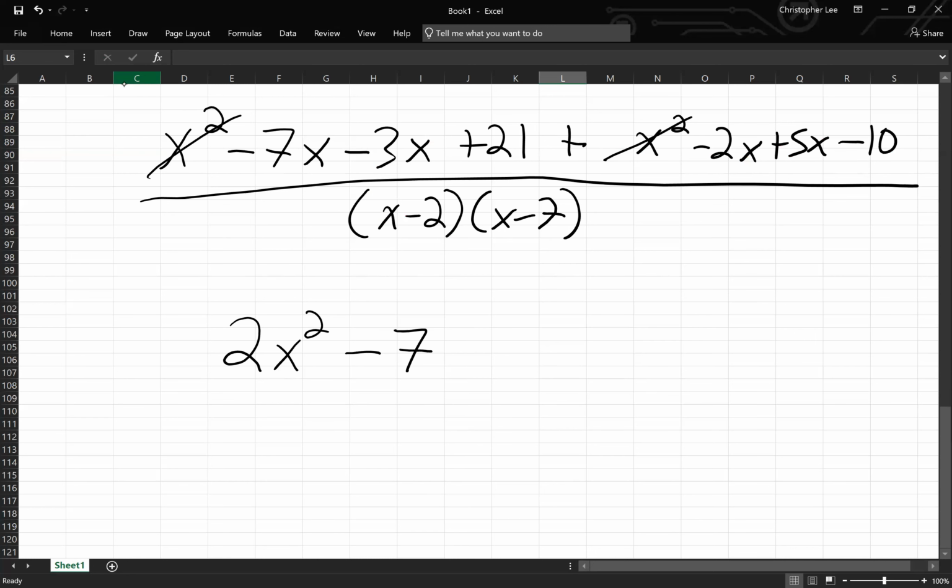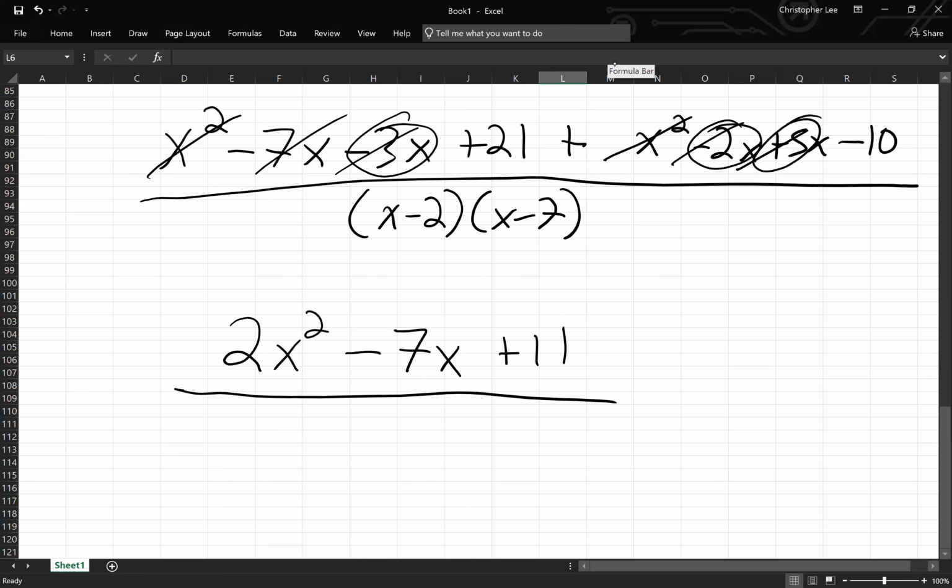Negative 7x. I mean, negative 3 plus negative 2 is negative 5, right? Plus positive 5, that's 0, right? So just negative 7. All right. So positive 21 plus negative 10 is what? 11, right? And then all of that is over the x minus 2 and the x minus 7.